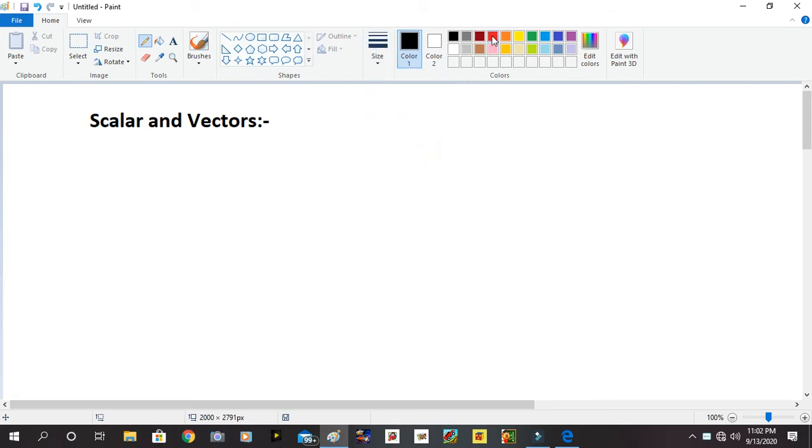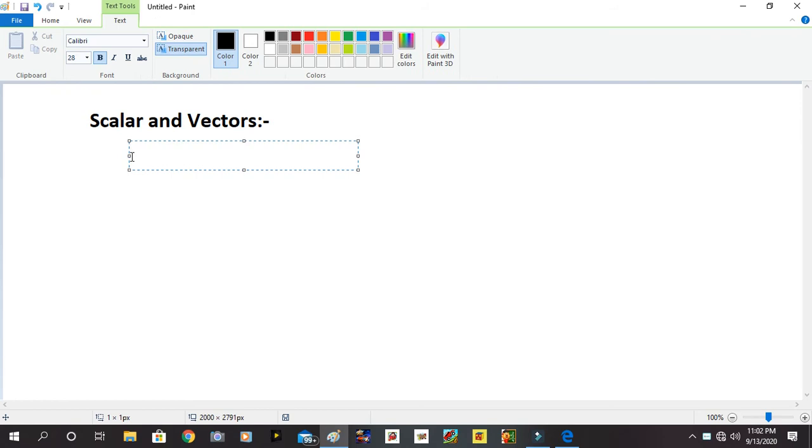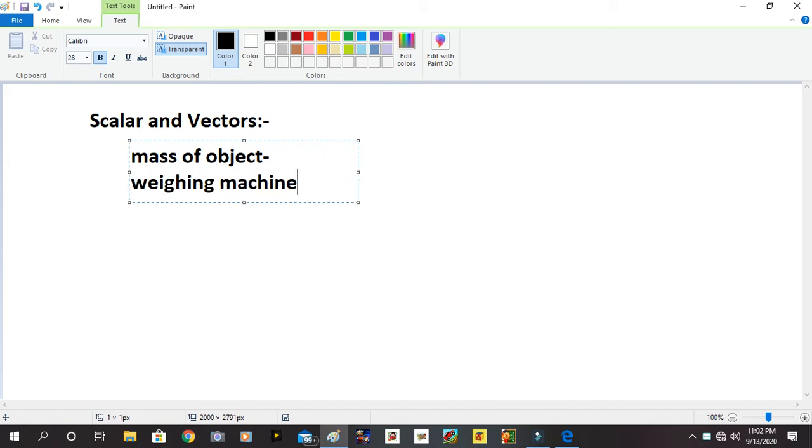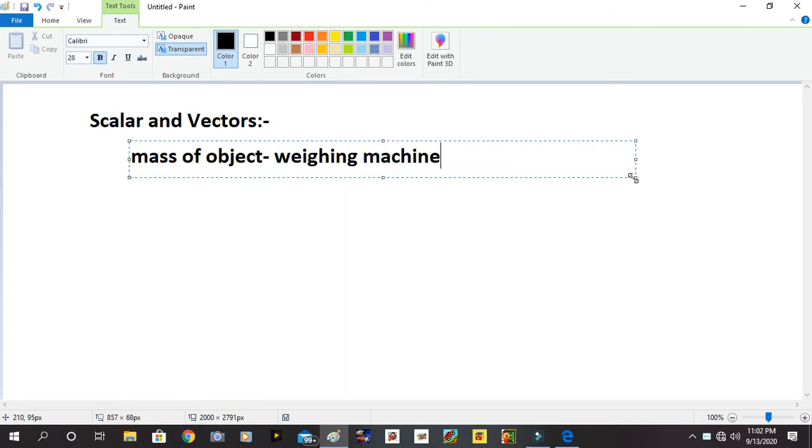Now to learn scalar, suppose simply I say that I want to calculate the mass of any object. So when the mass of an object is to be measured, then to measure the mass I need only the weighing instrument which we call a weighing machine, or a spring weighing machine, whatever instrument we are using. However we are using it, the mass of the object can be utilized directly.